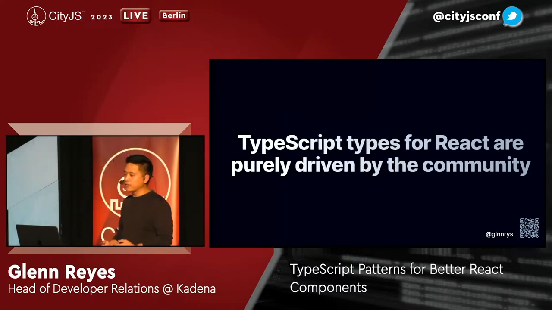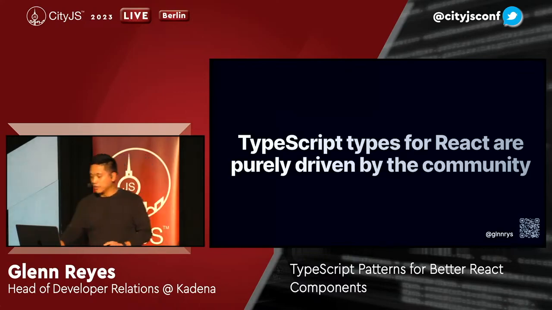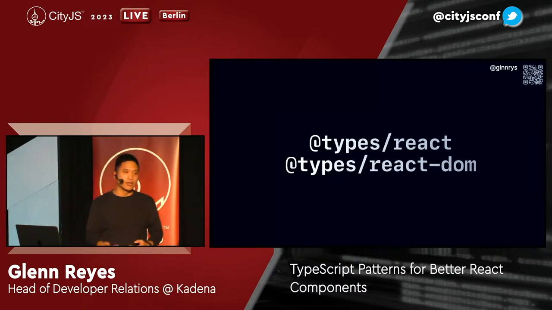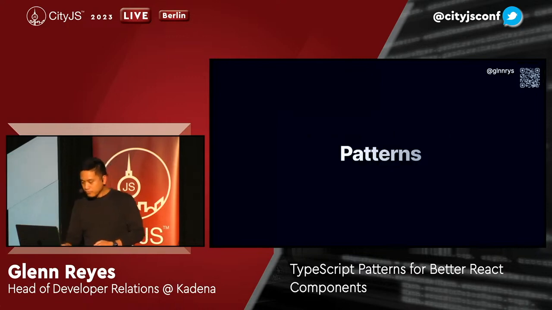TypeScript types for React are purely driven by the community. And when React came out, it didn't actually take long until the TypeScript community added community types for React. And I personally think it's brilliant because it's not tied to TypeScript directly, because then you can actually switch to another one if there's something else coming even. But I want to talk here about the patterns, TypeScript patterns in React.